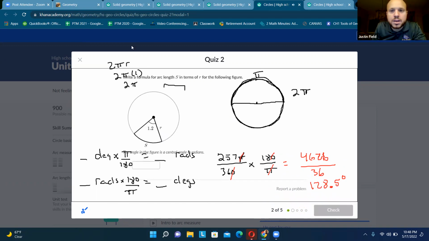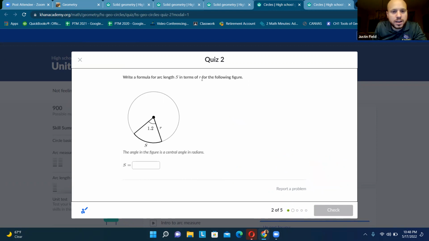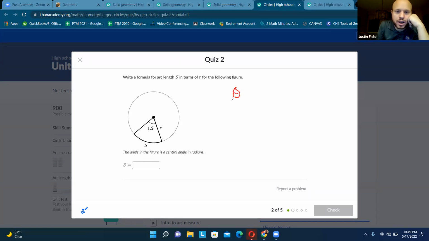Write the formula for the arc length in radians. We just learned it in degrees, so what is it in radians? It's still going to be the central angle, but remember, the central angle was divided by 360. What do you think it's divided by in radians? 2 pi. Same, just the equivalent. And then it's going to be times 2 pi r.